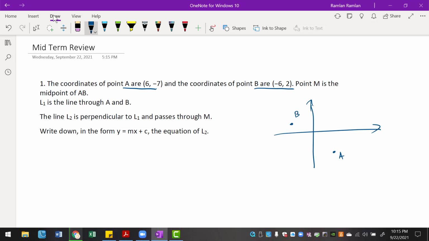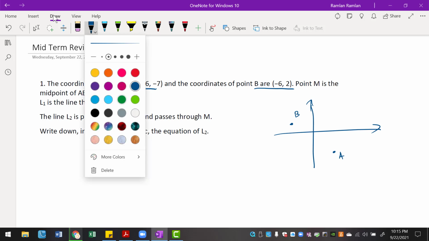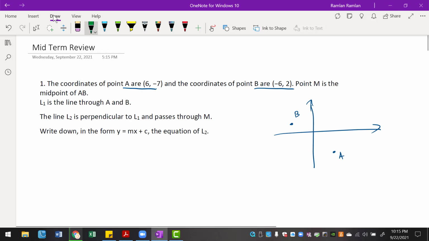Okay, so we have point A and point B, and it said that point M is the midpoint of AB. If I draw a straight line from A to B like this, the midpoint is the point M. We don't know yet where it is; it can be here, it can be anywhere.